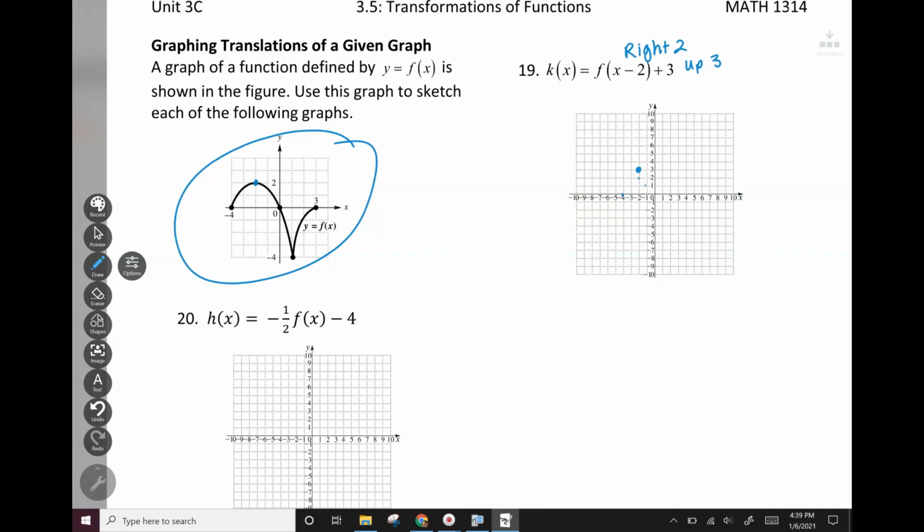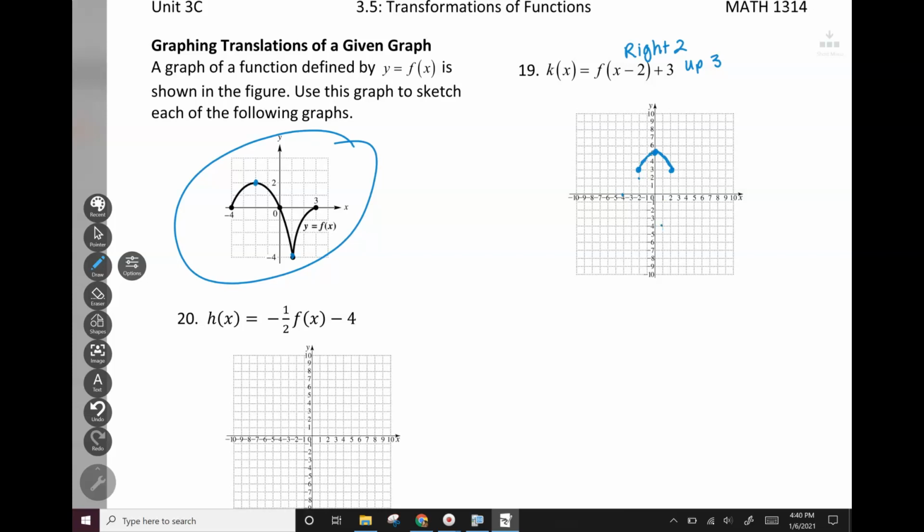That's where I start, but I need to move right 2 and up 3. And then I got 0, 0, move right 2, up 3. Okay, so there gives me that little parabola shape that we have at the beginning. Then let me do this point here at 1, -4.